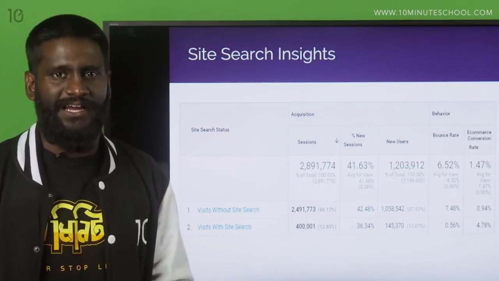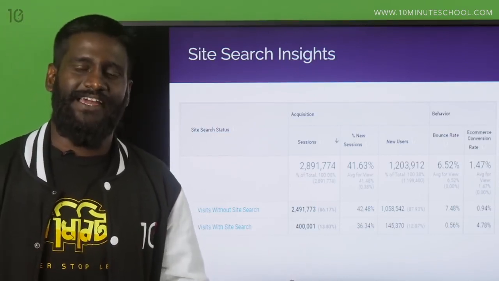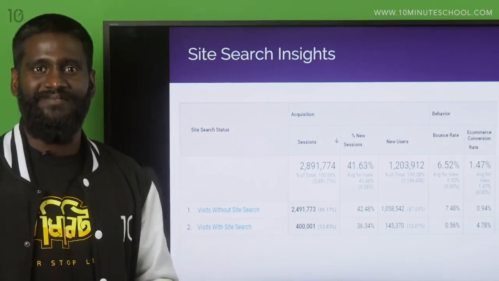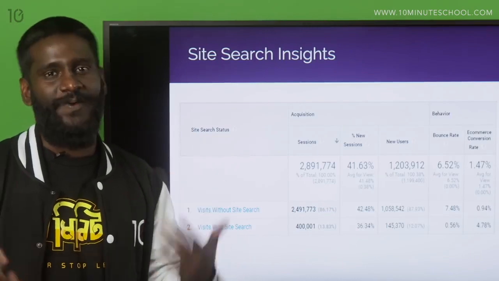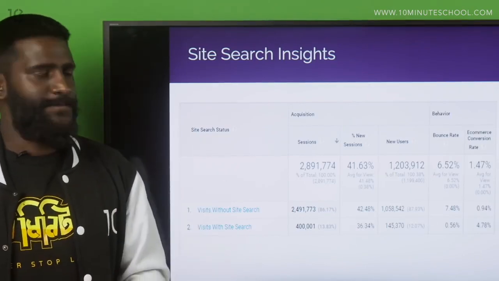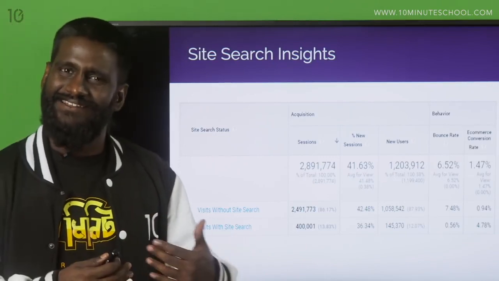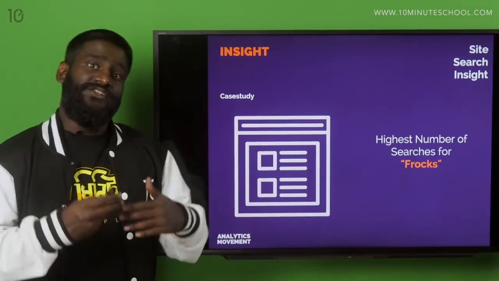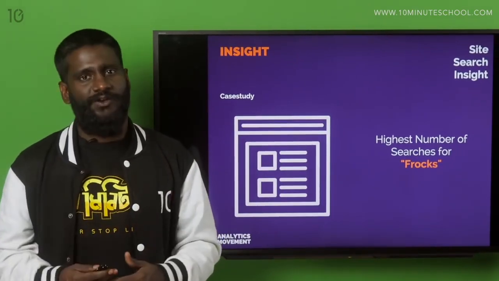So when you're running remarketing ads, rather than running remarketing ads to the entire site, you can run it for this segment, right? You spend your money more meaningfully and you get a better ROI. But is that it? Is that it with site search? No, not at all. You can also see what people are looking for.